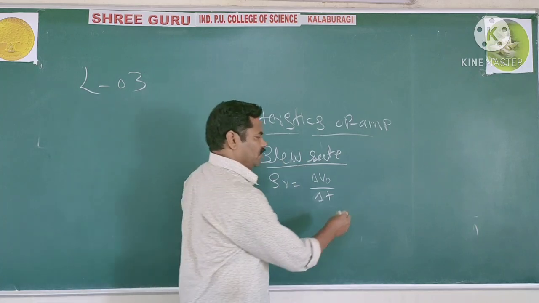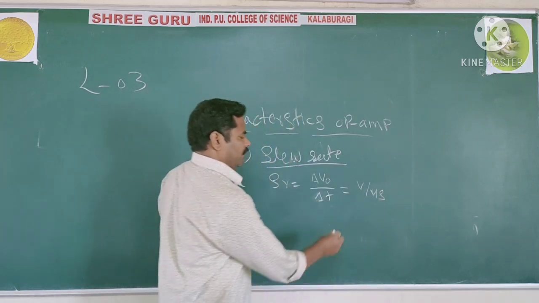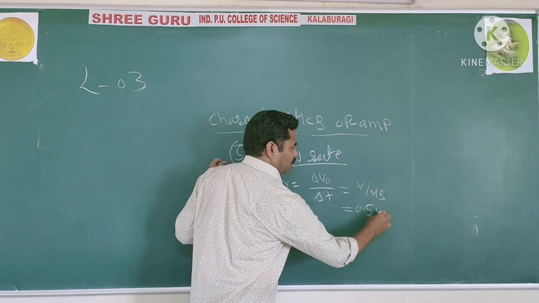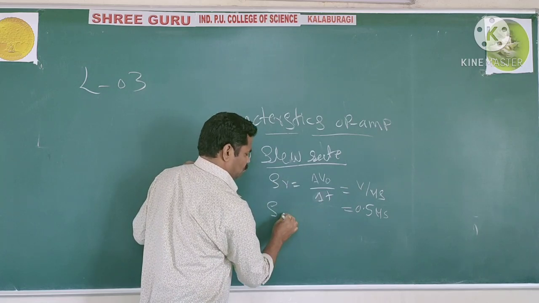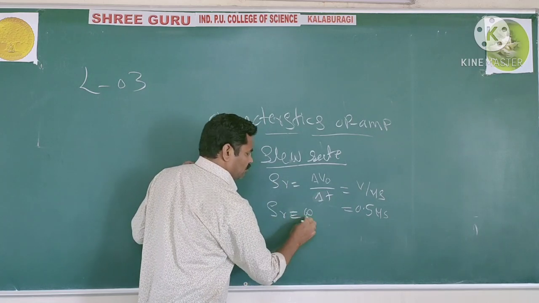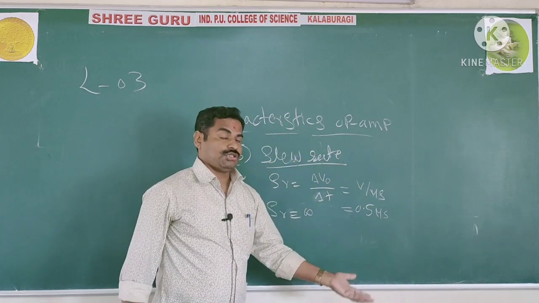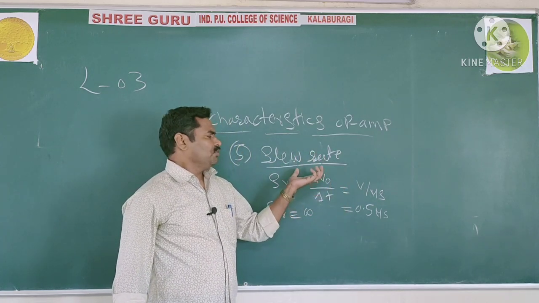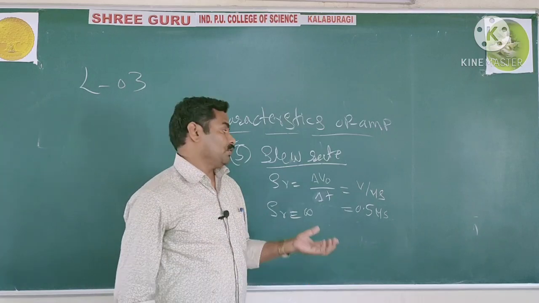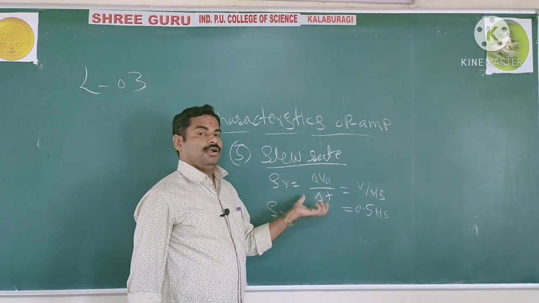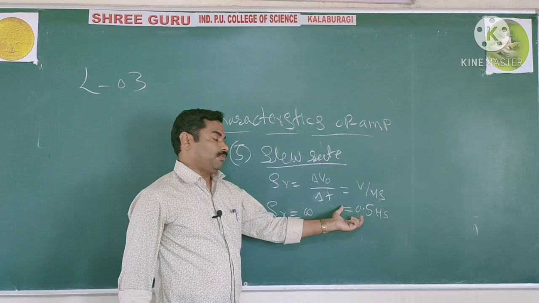And actually the slew rate you can measure in volts per microsecond. That is nearly about 0.5 V per microsecond. Ideally the slew rate is also infinity, but practically we get 0.5 V per microsecond. It means the slew rate indicates how fast your output will change with respect to time. That is nothing but your slew rate, and it is measured in volts per microsecond, and ideally it is infinity, but practically it is 0.5 V per microsecond.